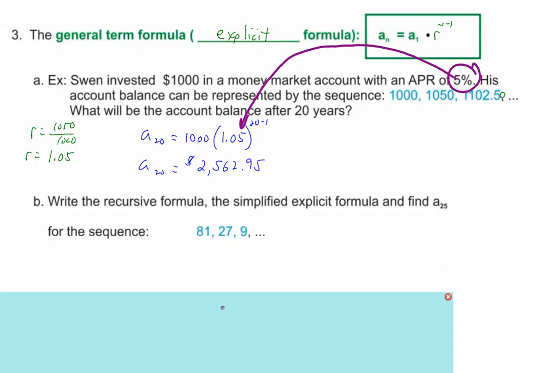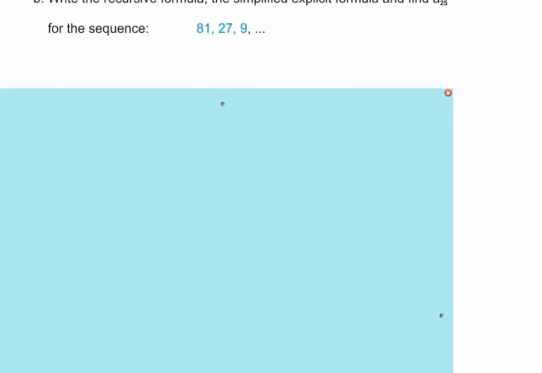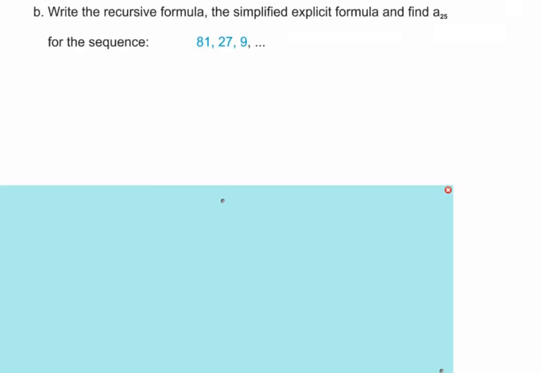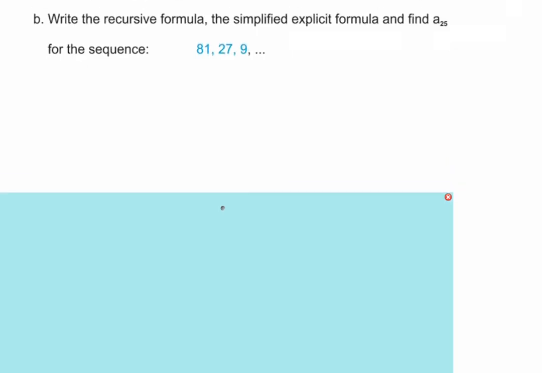Part B: write the recursive formula, the simplified explicit formula, and find a sub 25 for the sequence. Look at all that. We want recursive. We want simplified explicit, and that means there's no a sub 1 there. And then we want a sub 25. We want you to do it all. You go ahead and do it at your seat, and I'll do it up here while you're doing it, and see how far you can go. If you need to, look up and get a little bit of help.